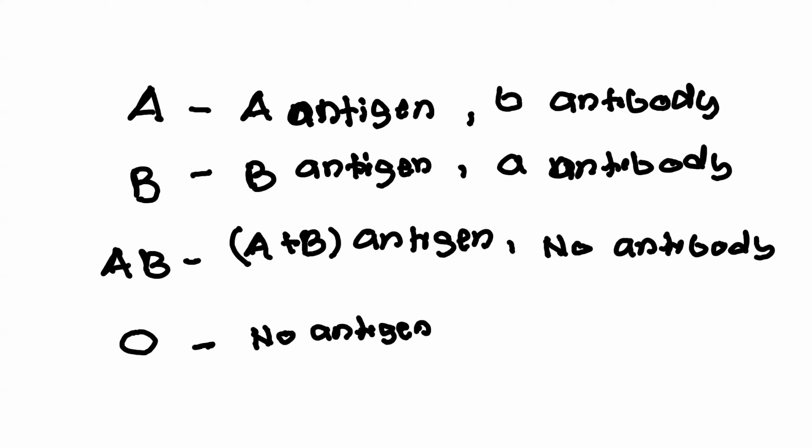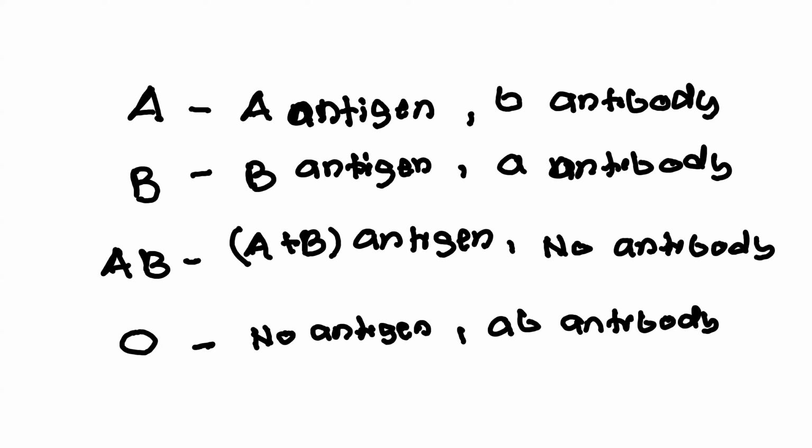No antigen. But A, he wants to protect B antibody. He wants to protect. It means A and B antibody should be there. It means antibody is in the plasma. Plasma, right? You should have a crystal clear idea about these things.